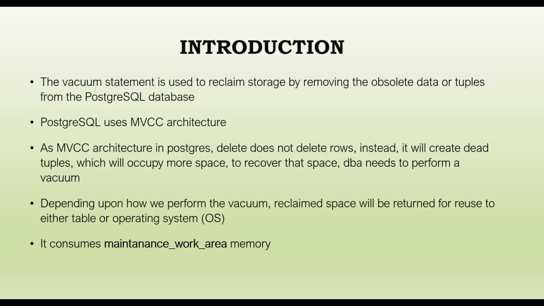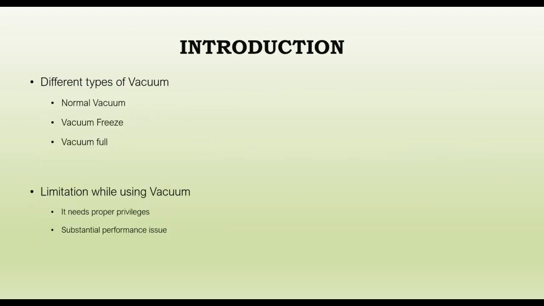As we saw, there is one memory called maintenance work area that is used for this maintenance work. Vacuum is a maintenance work in the database. We'll see the different types of vacuum and the limitations while using vacuum. There are basically three types of vacuum: normal vacuum, vacuum full, and vacuum freeze. We'll discuss them in more detail. The limitations of using vacuum are that it needs proper privileges and it causes a substantial performance issue, especially with the vacuum full command.